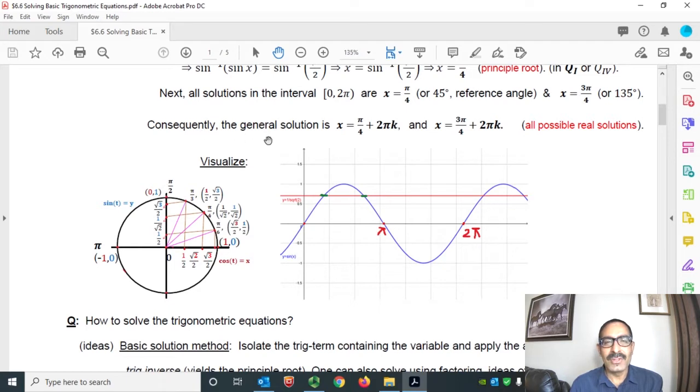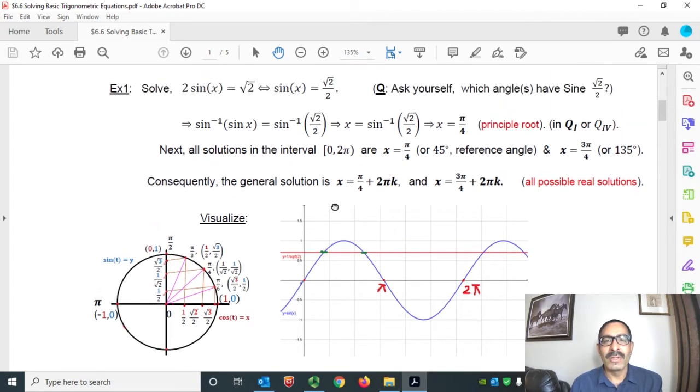But the general solutions contain all possible real solutions. That means these graphs intersect after 2 pi also, here, here, here, here. Similarly, before pi fourth also. Maybe this sine curve goes up and intersects here, goes down and intersects there, because the sine curve is just a wave graph, right? Awesome. I hope this makes sense to you all. That was Example 1. Now let's move on.